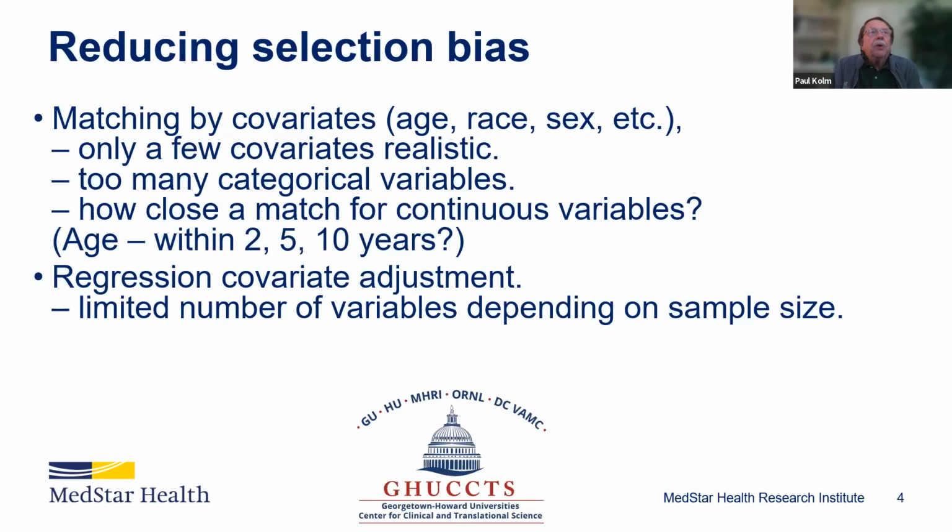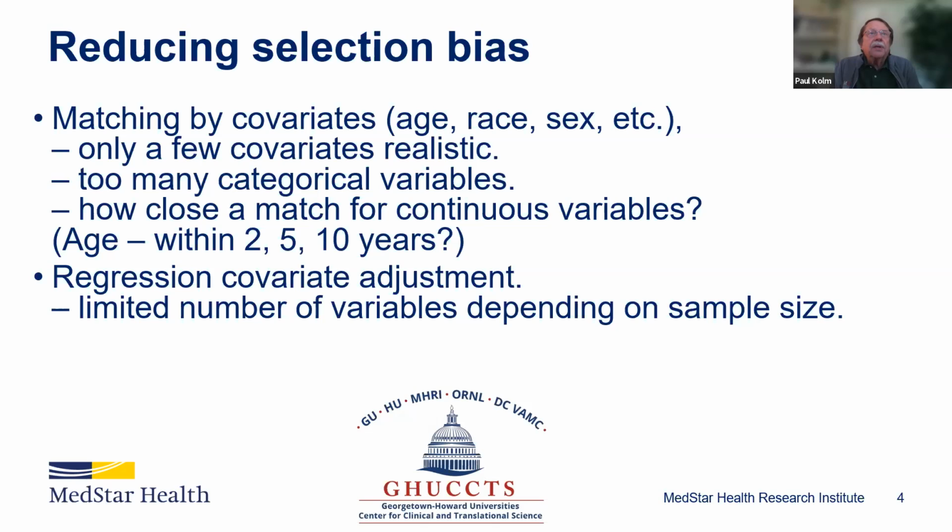So one way to do this is to match people in one group with the patients in the other group by different covariates, age, race, and sex being the primary ones, but there could be a host of others, whether or not they have diabetes, hypertension, et cetera. However, if you do this, then you're probably going to be limited to a few covariates.